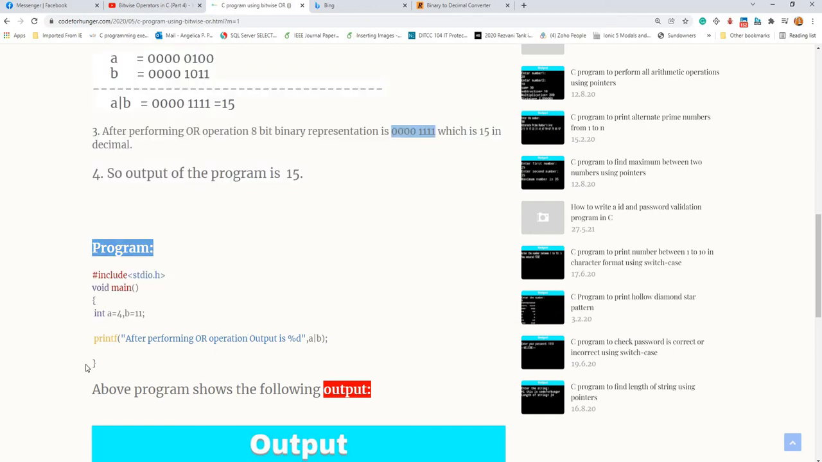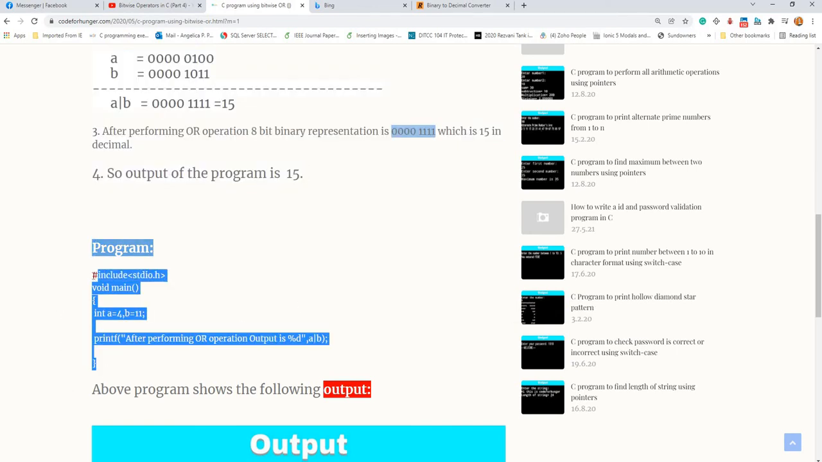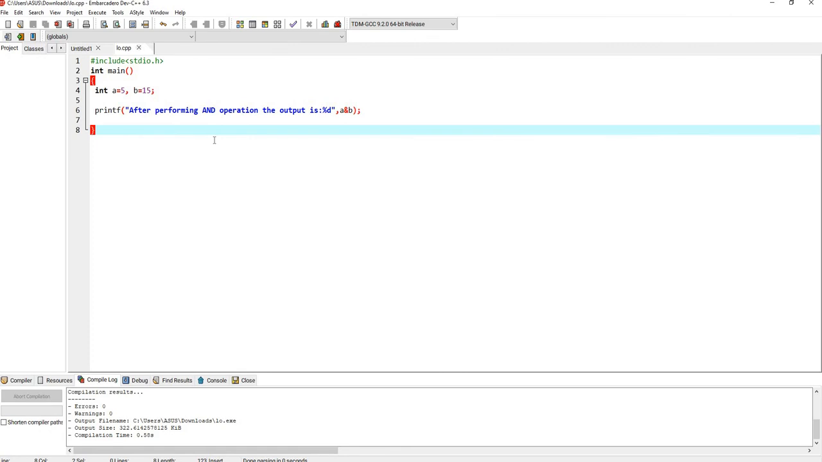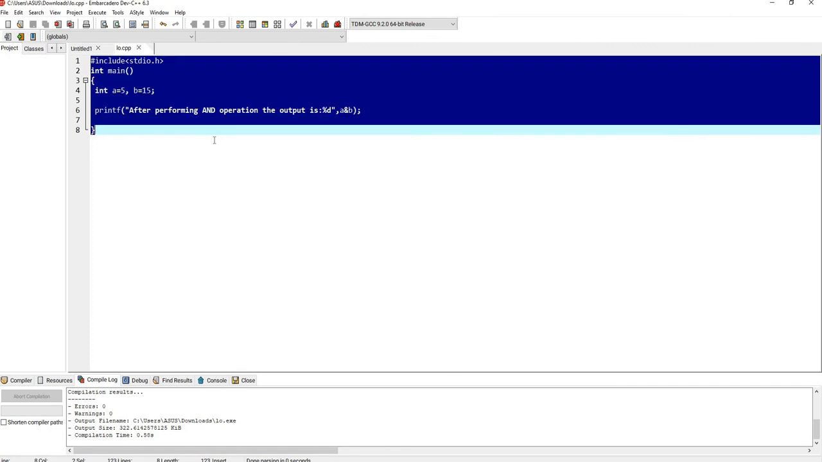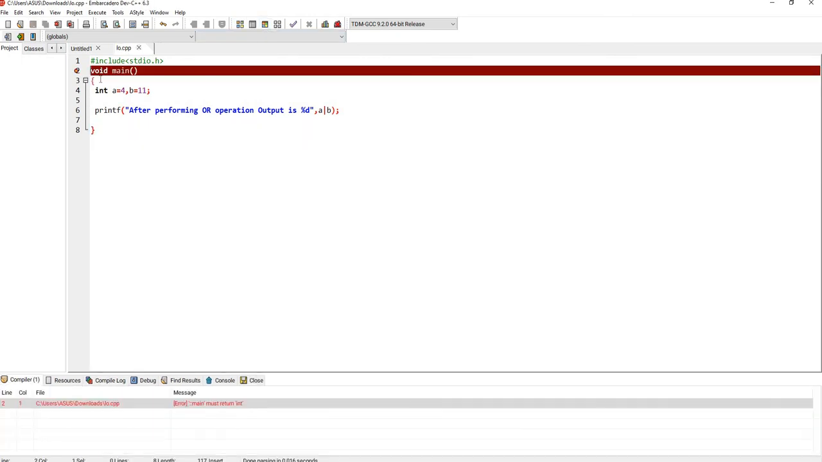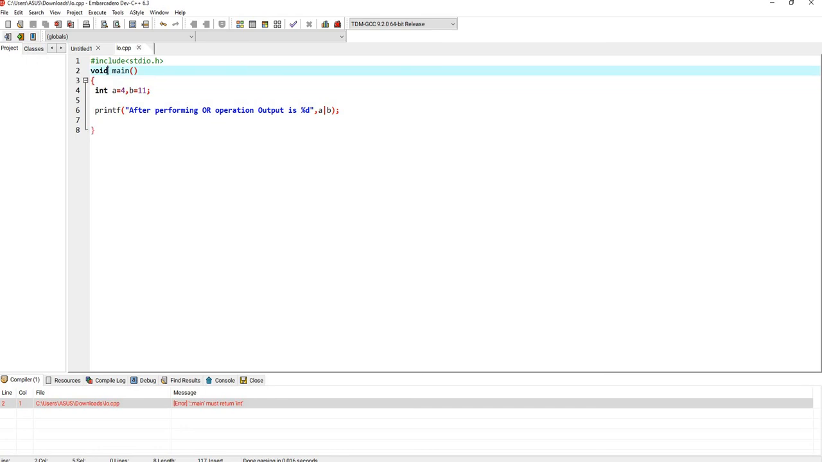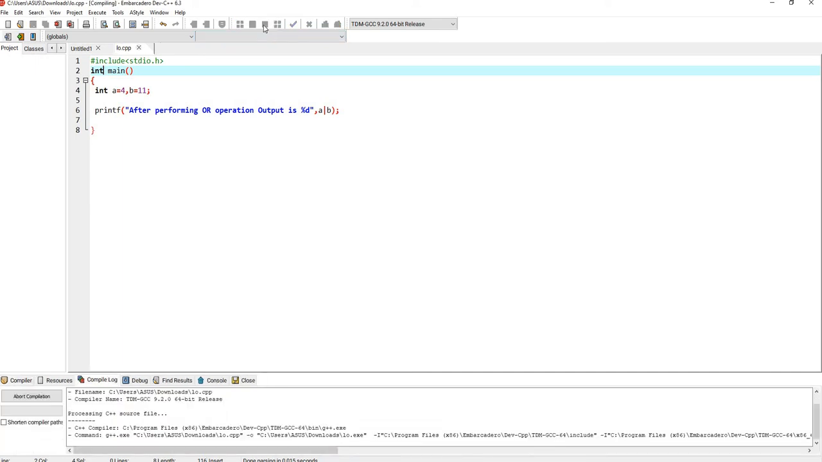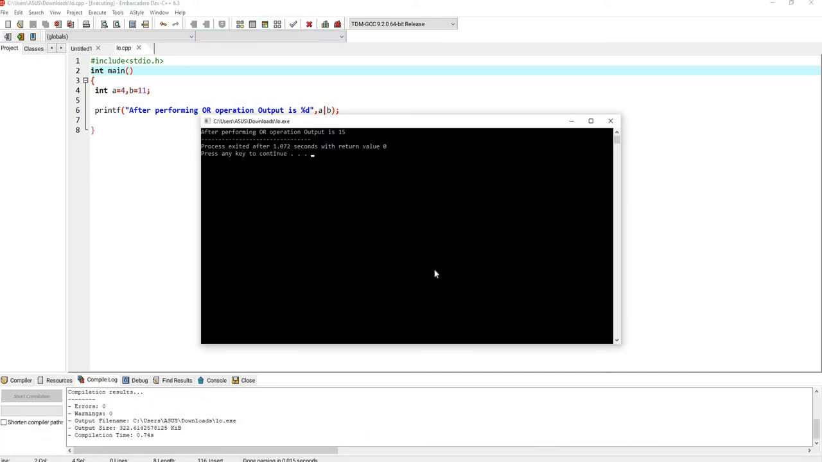Hilig gumamit nitong void, nag-error tuloy. Copy. Control A, delete. Ayaw niya ng void. Sige, the integer. Okay. Output is 16.